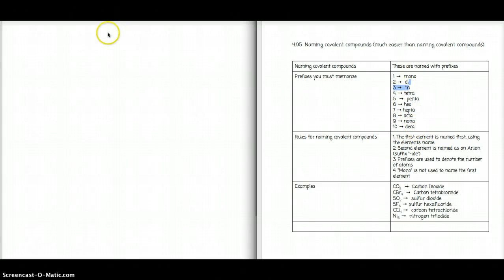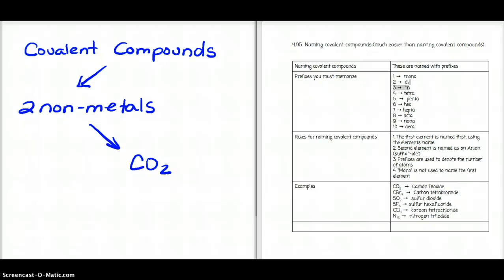So the easiest way to show you how to do this is to actually go ahead and name a few covalent compounds. And if you'll recall, covalent compounds are two nonmetals such as carbon dioxide. And as you can see, the way that I just named it, carbon dioxide, I used the prefix di in front of the oxide to show that there were 2 oxygens in this compound.